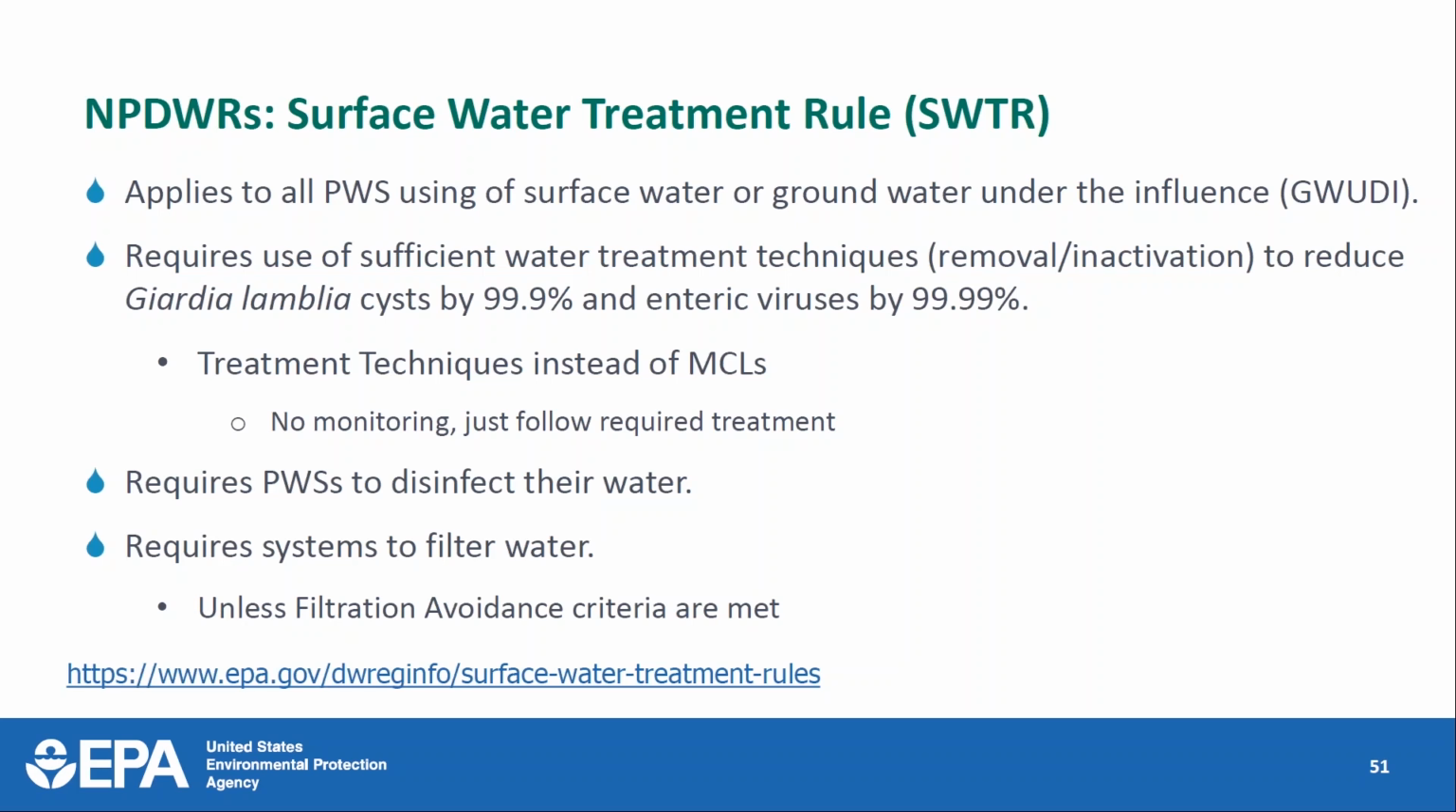The disinfection is what's required here. As I mentioned on the last slide, it does require water systems to filter their water unless filtration avoidance criteria are met. Filtration avoidance criteria are designed to show that the water is pretty pristine, and they then can just disinfect. There are very specific criteria, and I believe some states do not even allow the filtration avoidance criteria. Some states just said everybody's going to filter. But at a federal level, those are present in the rule. And I've got a website here listed in case you want to go read about those. Next slide, please.